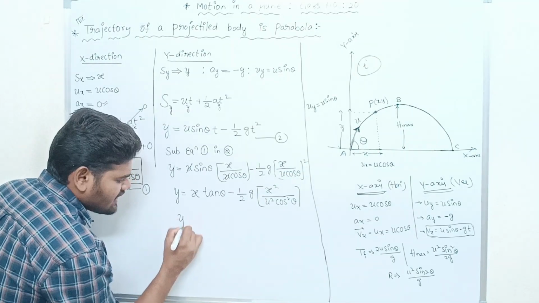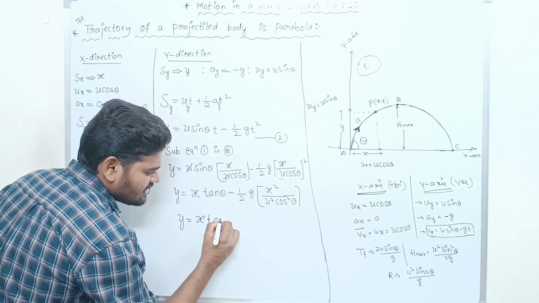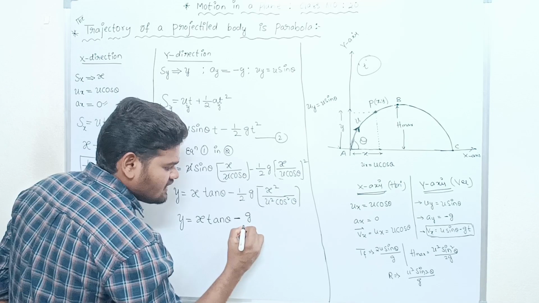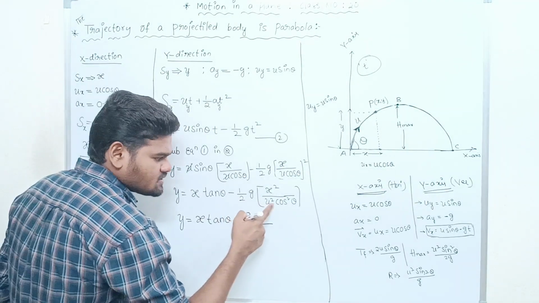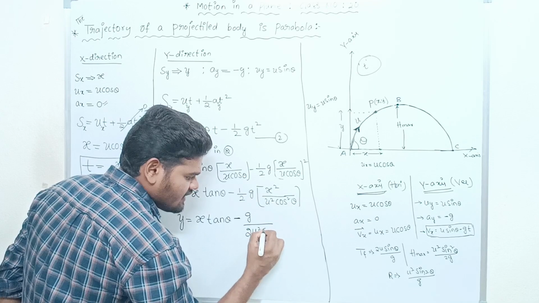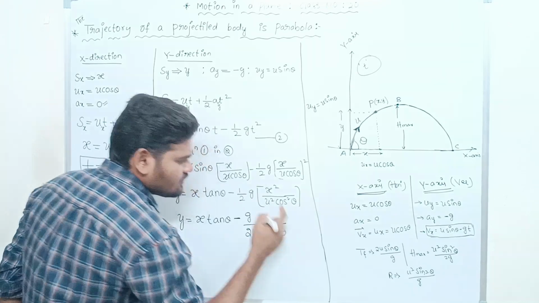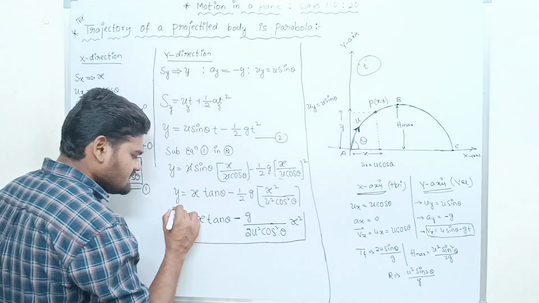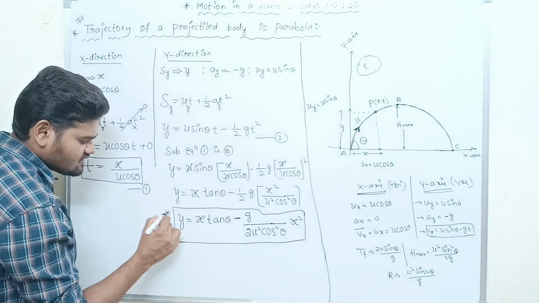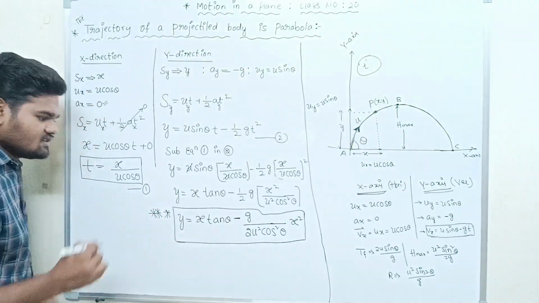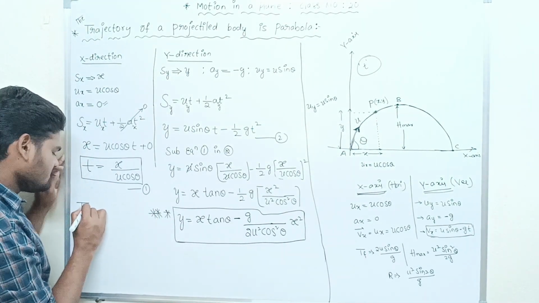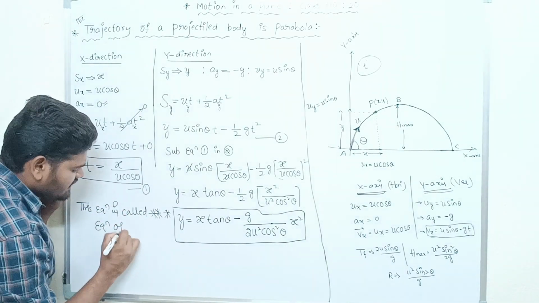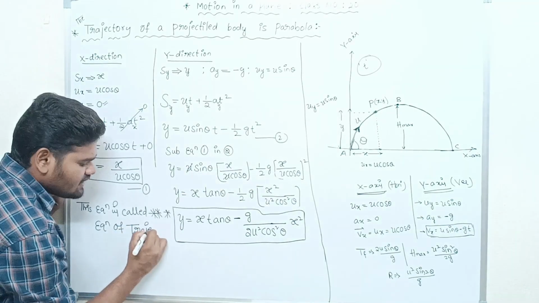So I'm just writing this equation as y equals x tan theta minus 1 into g divided by 2 u square cos square theta, into x square. So this equation is called equation of trajectory. Okay, so important formula.